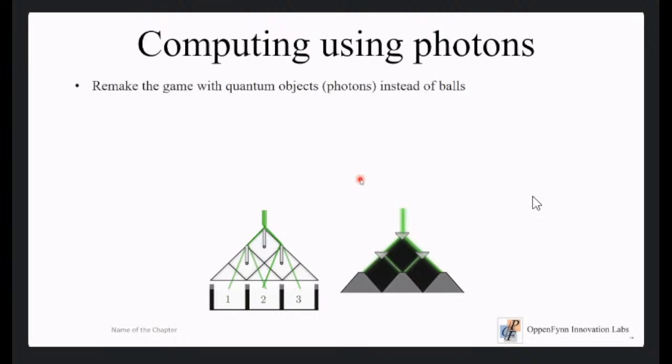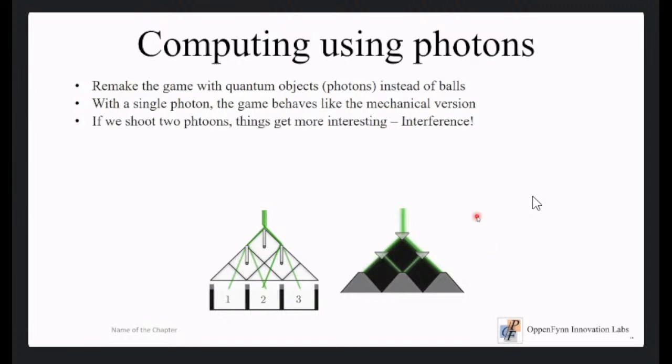Now we have remade the game with quantum objects. A photon can be considered as a quantum object instead of balls. With a single photon, the game behaves exactly like the mechanical version, because in the mechanical version you have a single ball, it bounces around and then falls into containers. It's exactly the same when you have a single photon. A single photon comes, it gets moved around by the beam splitter and goes into one of the detectors.